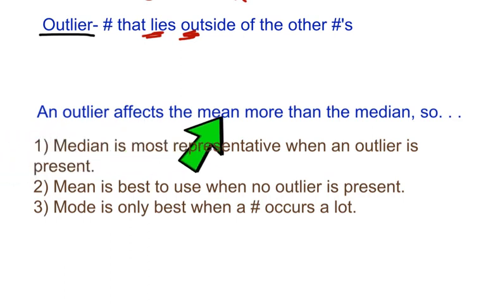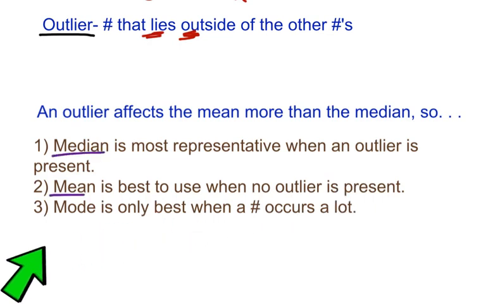So an outlier affects the mean more than the median. So the median is going to be most representative when an outlier is present, because it's not going to be as affected. It's just the middle number. Now, mean is best whenever no outlier is present. And then mode is going to be best when a number occurs a whole bunch of times or a lot.